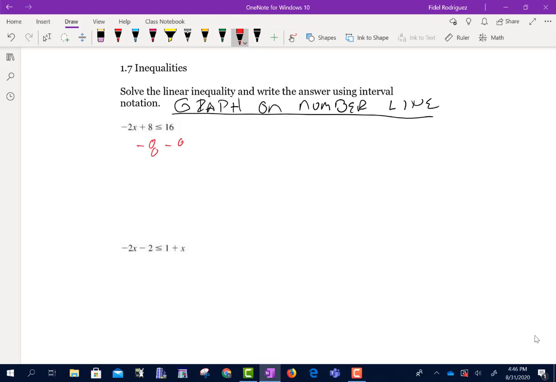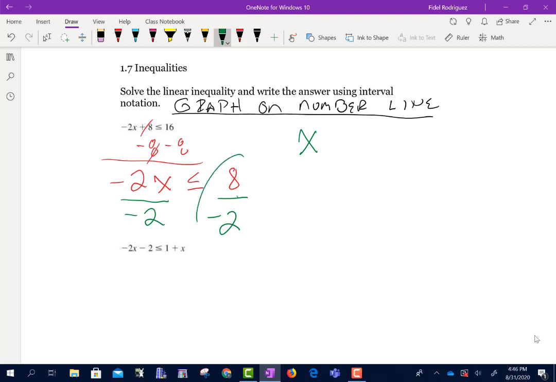Like I said, we're going to solve it almost identical to the way we would solve an equation. If I was solving an equation, I'm going to isolate the x, right? I'm going to get the x by itself. So I'm first going to minus 8 on both sides. Those 8's will cancel. Then I end up with negative 2x is less than or equal to 16 minus 8, which is 8. And then my last step is I'm going to divide everything by the number in front of the x, and in this case that is negative 2. So 8 divided by negative 2 is negative 4.